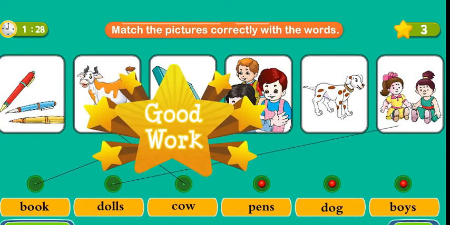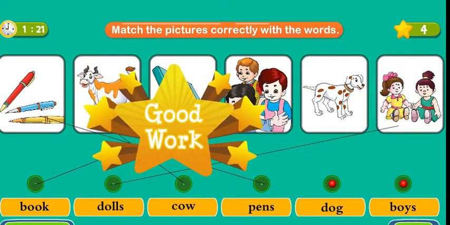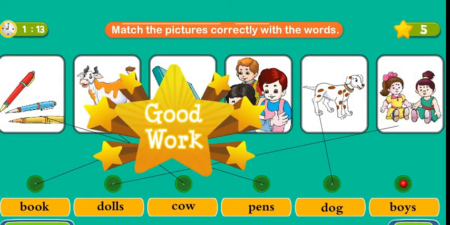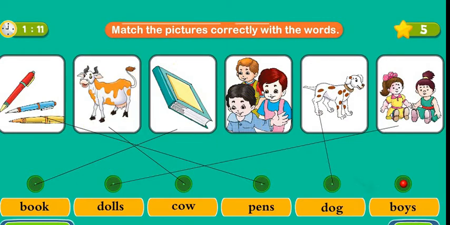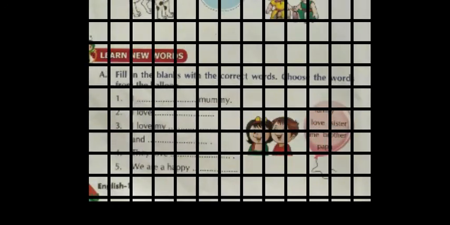The next is P-E-N-S, pens. Pens matlab ek se zyada pen hai, isliye humne iske piche s lagaya, right? Next is dog. Only one dog. And dog is here. Last is B-O-Y-S, boys. And boys are here. Done, beta?